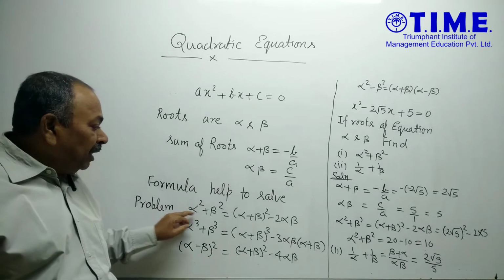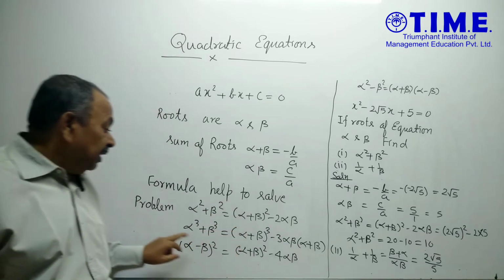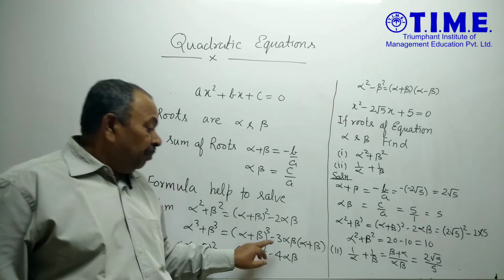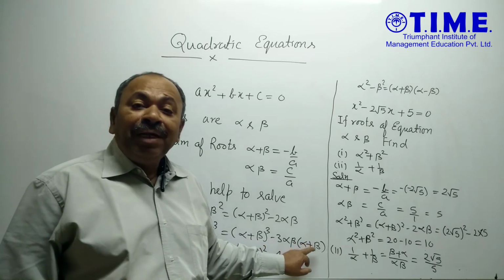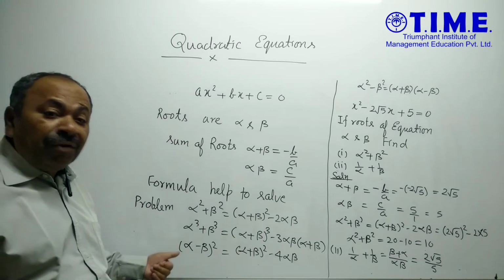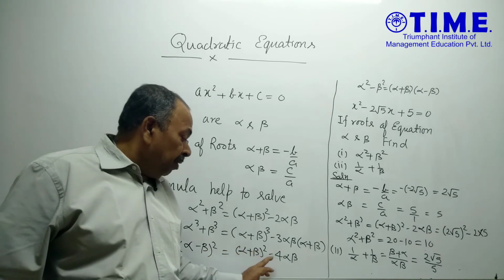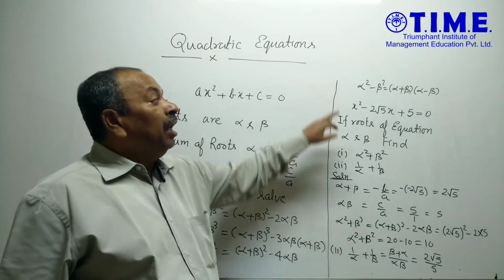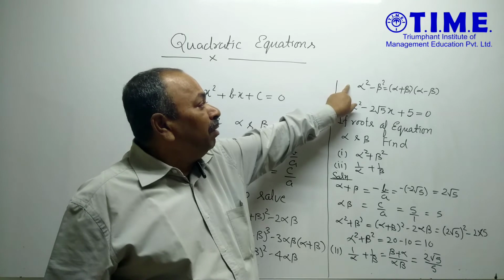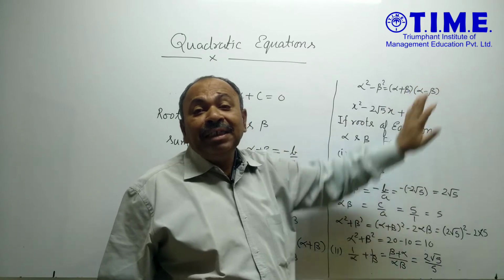Now we have some formulas which will help us to use this identity. For example, alpha square plus beta square is what? Alpha plus beta the whole square minus 2 alpha beta. Second formula, alpha cube plus beta cube is what? Alpha plus beta the whole cube minus 3 alpha beta into alpha plus beta. What is the third formula, which is very important for us? Alpha minus beta the whole square is equal to alpha plus beta the whole square minus 4 alpha beta. And the last formula, which we use frequently for solving problems of this concept, alpha square minus beta square is what? Alpha plus beta into alpha minus beta.